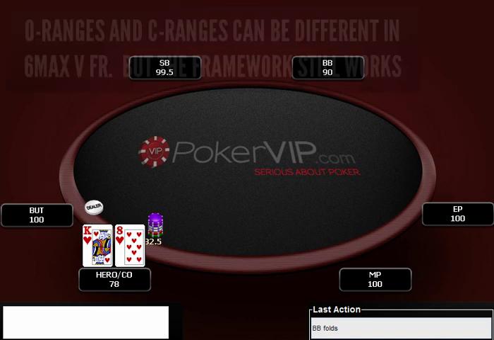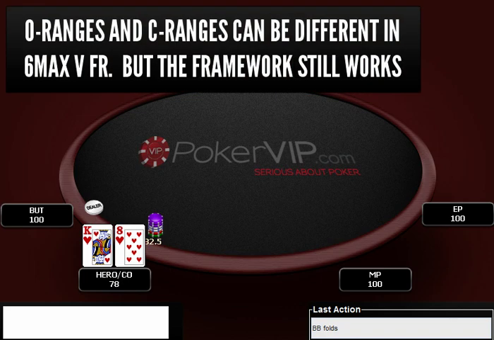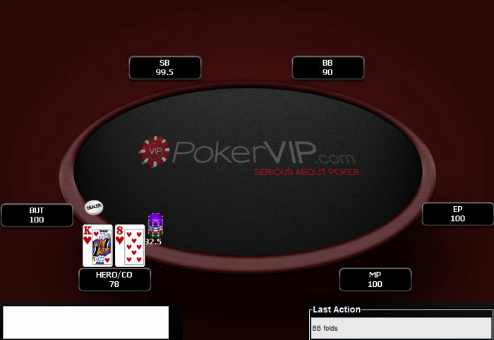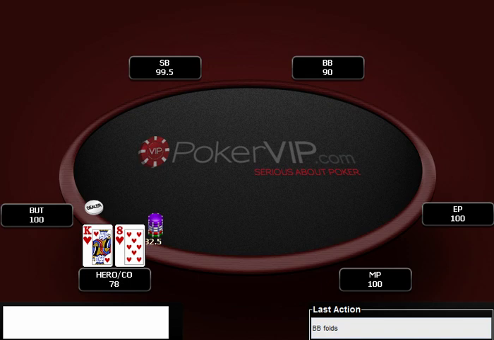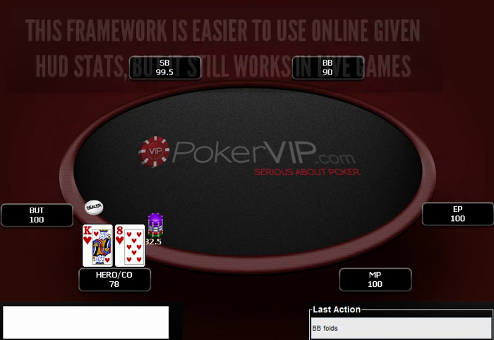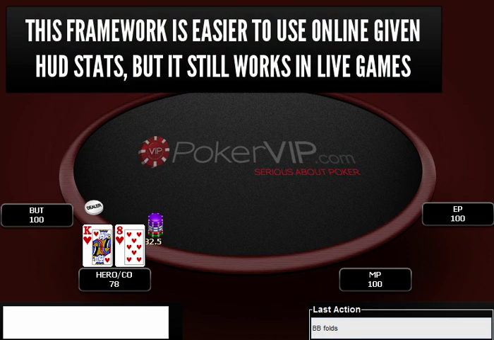things will change per game. I mean, O ranges are going to be wider pre-flop as far as the opening ranges are going to be wider at 6 max versus full ring. The 3-bet ranges are usually going to be wider at 6 max versus full ring, but also the C ranges are going to be a little bit different in each game as well. So think about how it applies to your game, and this thought process applies to online, applies to live, applies to 6 max, applies to full ring, applies to heads up, applies to anything where there's poker being played.